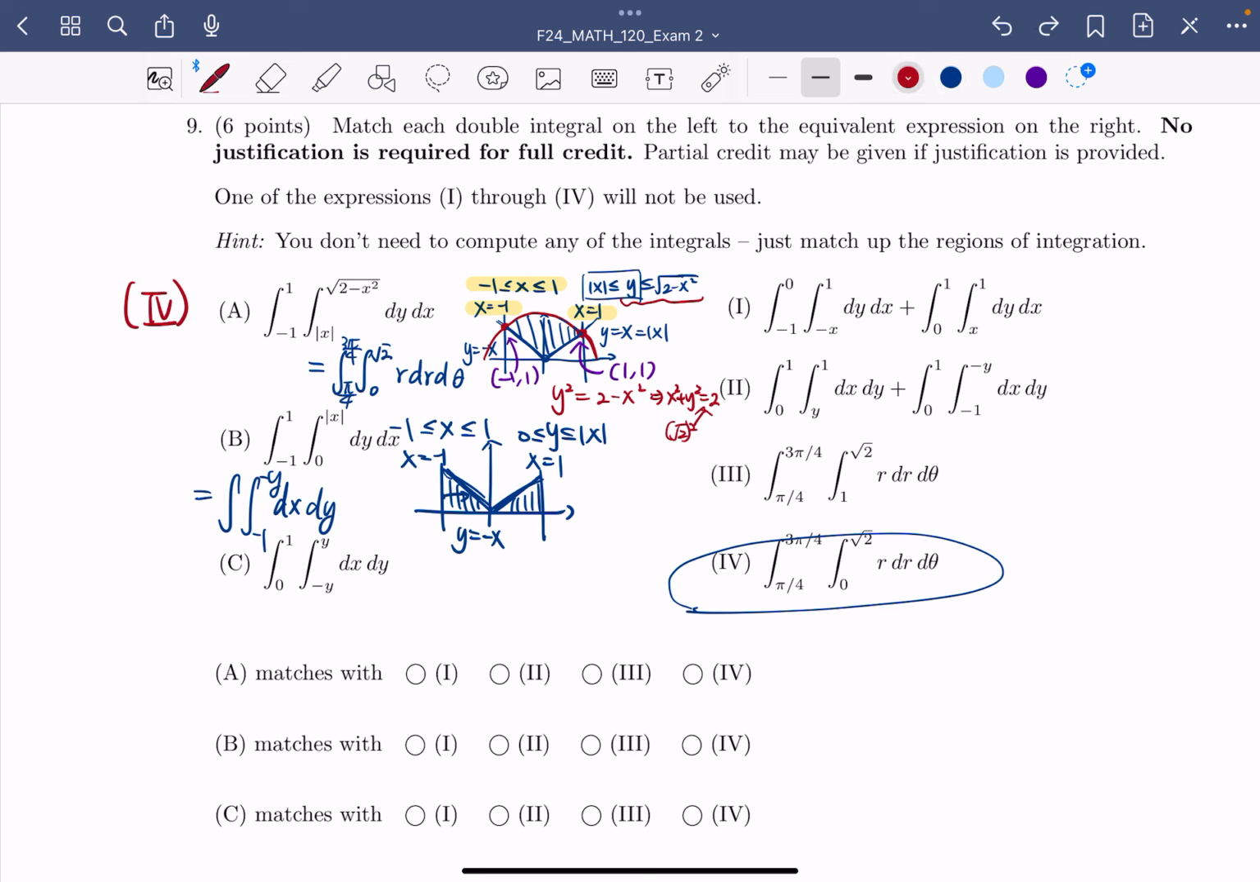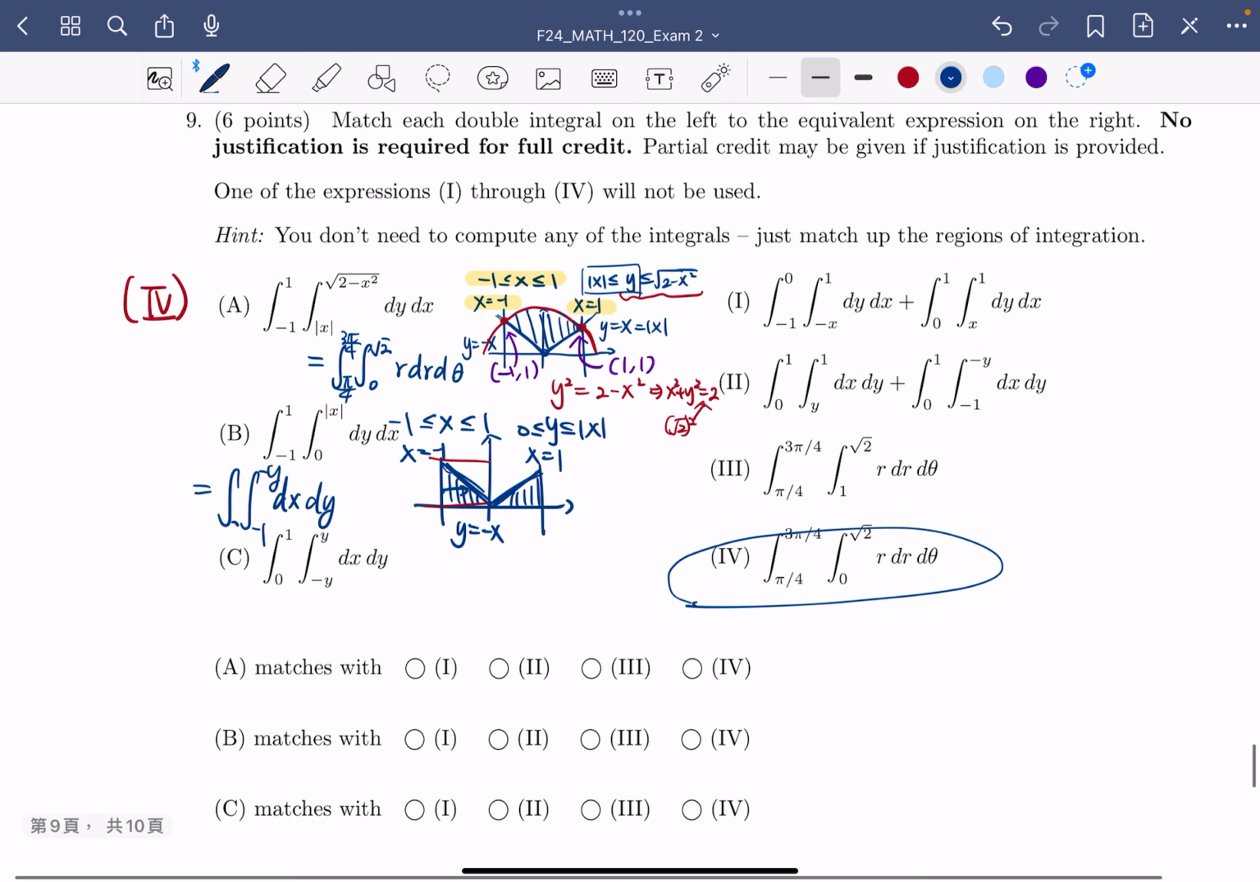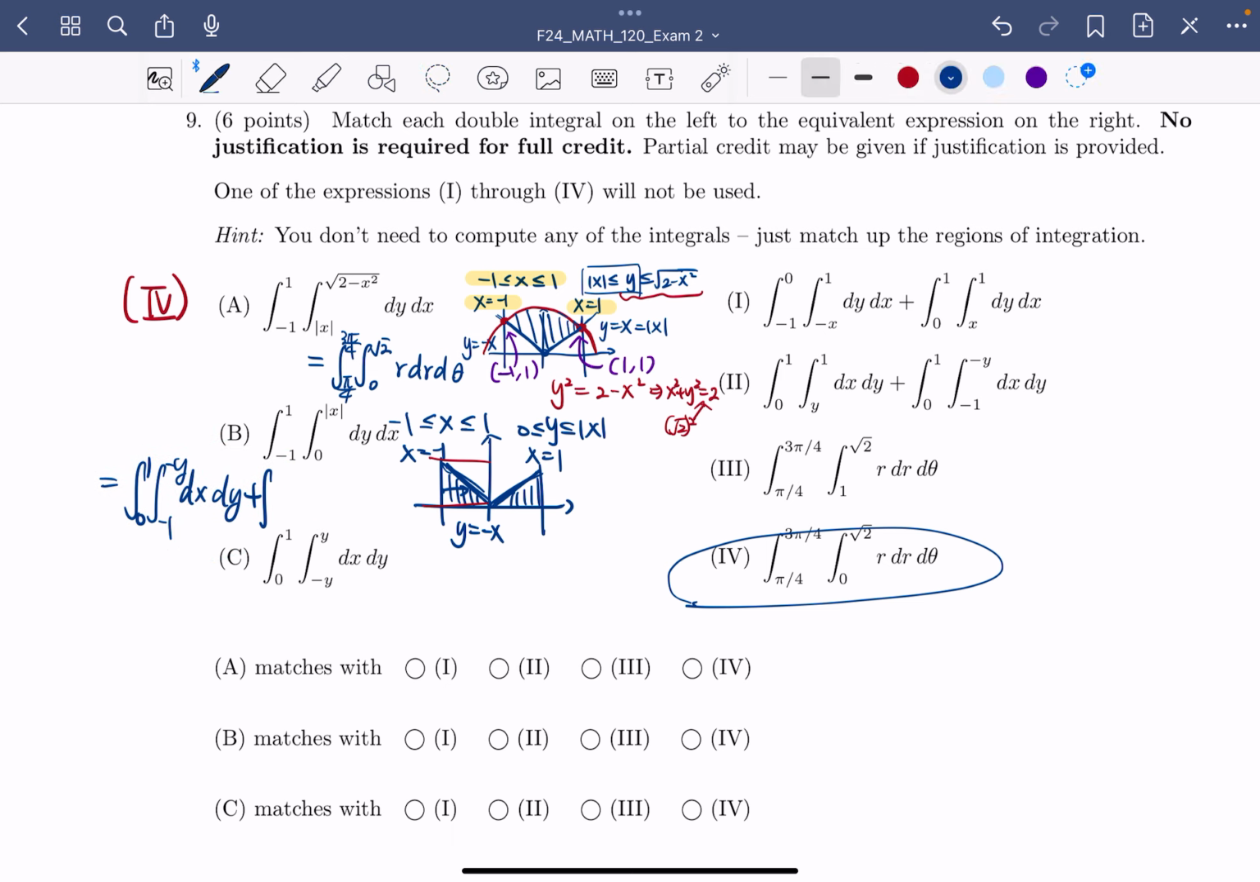This doesn't look clear at all. So y from 0 to 1. And for the other part, okay, we don't have space. For the other part, y also goes from 0 to 1, while x from y to 1.